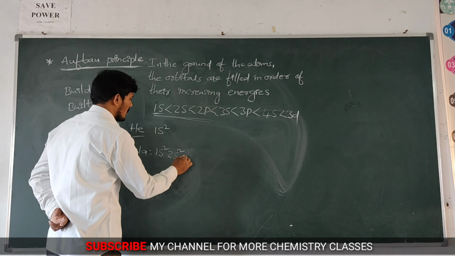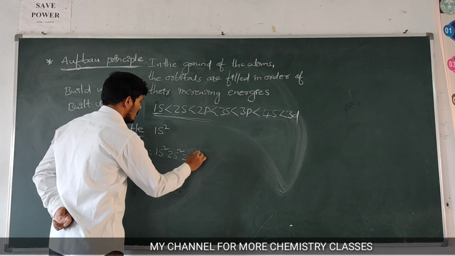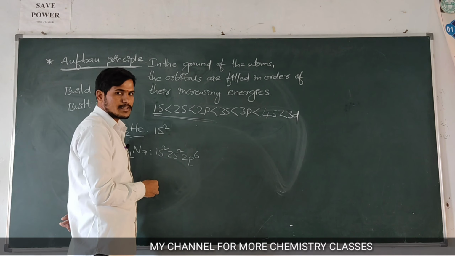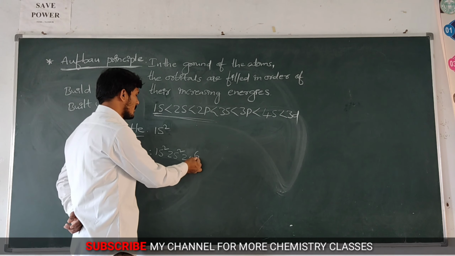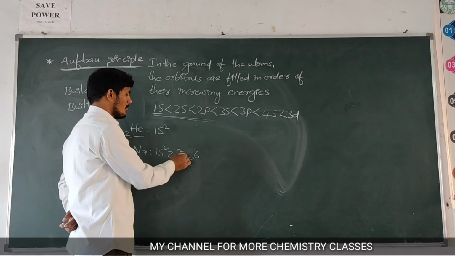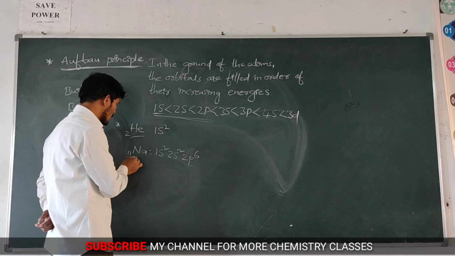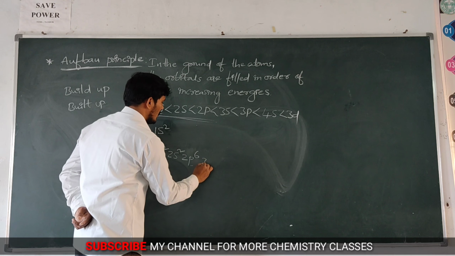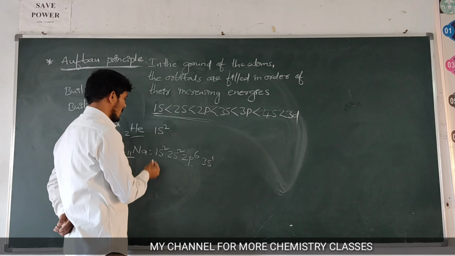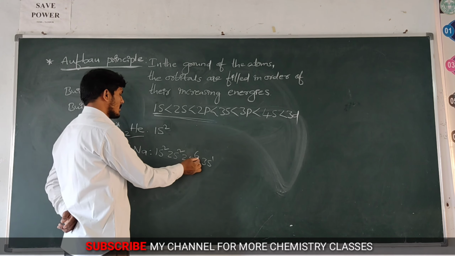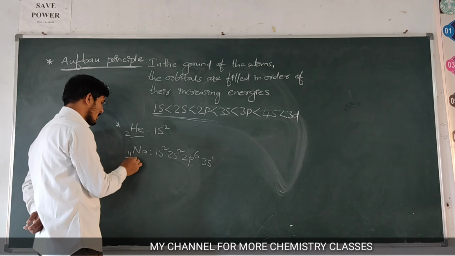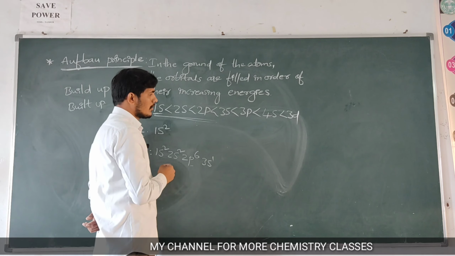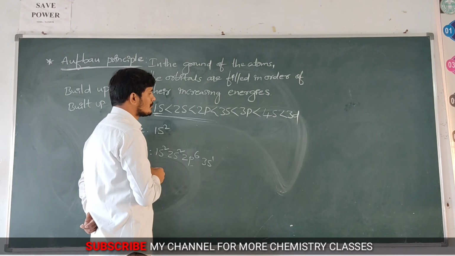Remaining 7 electrons will enter into 2p6. The p orbital can accommodate only a maximum of 6 electrons, so 6 electrons will be filled. 2 plus 2, 4, plus 6, 10 electrons. Here how many electrons are there? 11. The next electron will enter the 3s orbital. So 3s1: 1s2, 2s2, 2p6, 3s1. This is the electronic configuration of sodium.